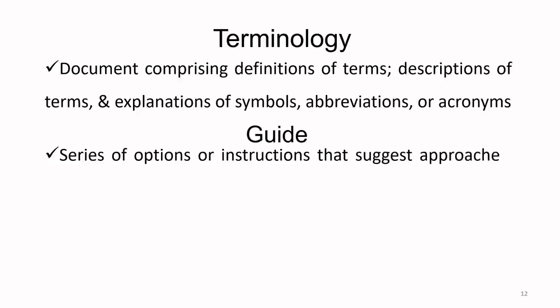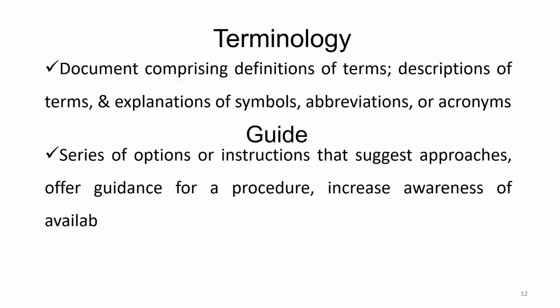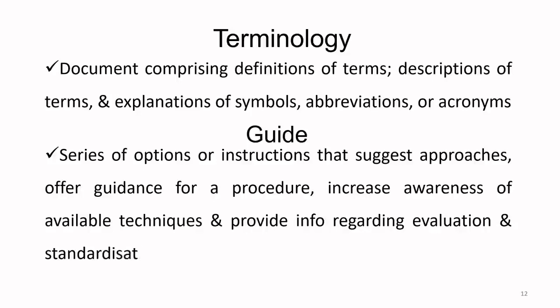And then you have a guide. See, you buy a vacuum cleaner or you buy a cell phone. With the cell phone, you'll also get a guide. Now, what is that guide? It is, again, a small booklet. It gives you a series of options or instructions that suggest approaches, offer guidance for a procedure, increase awareness of available techniques, and provide information regarding evaluation and standardization. Now, in the case of a company, this guide is a series of options or instructions that suggest what the different approaches are that can be used, and it offers guidance for a procedure. Again, we can take the example of a cutting procedure.